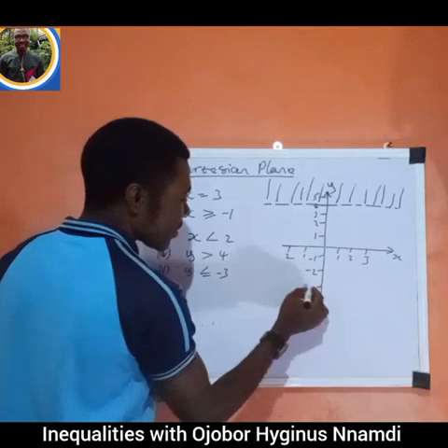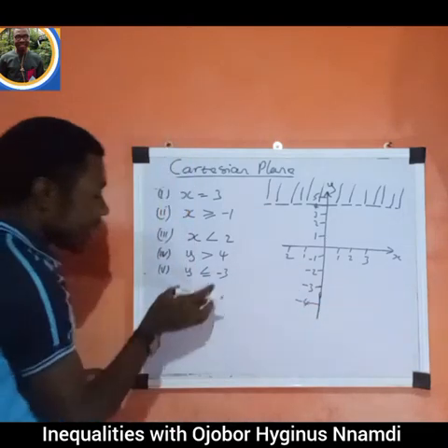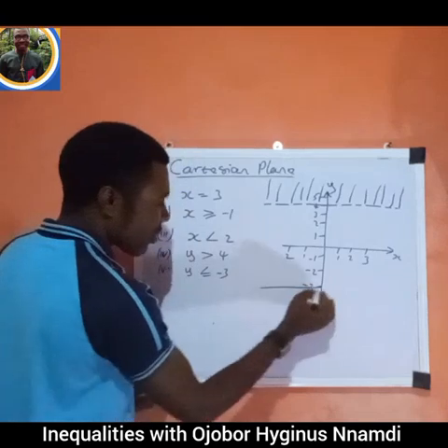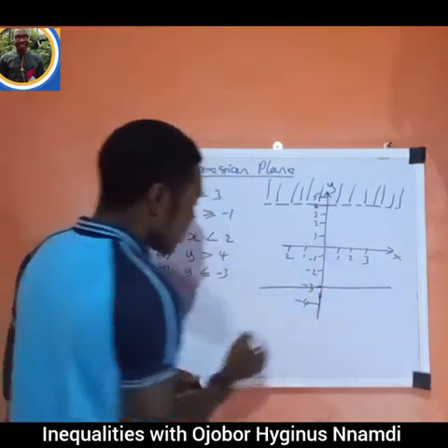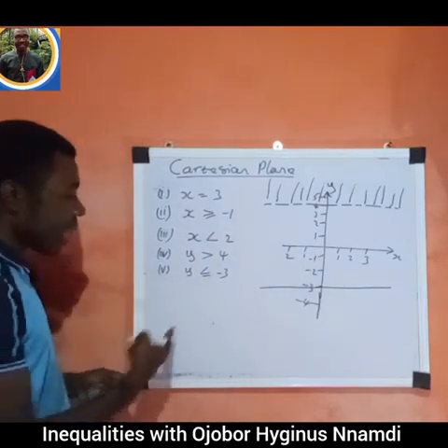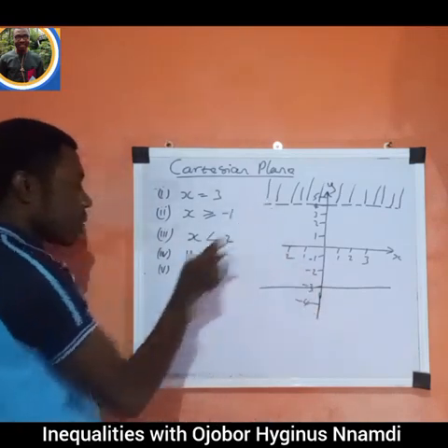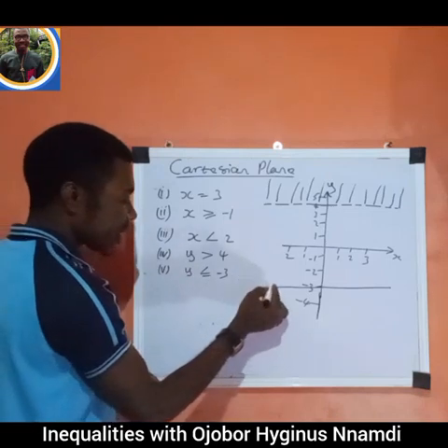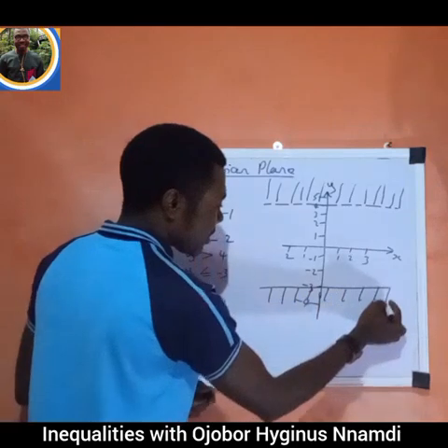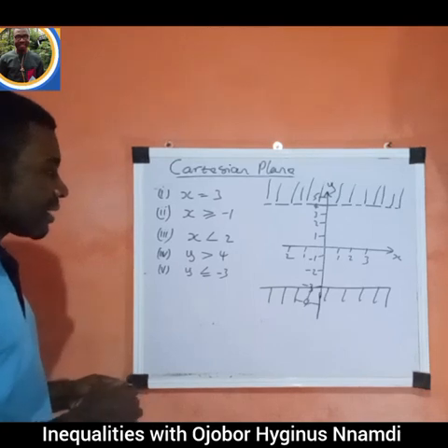So then finally, y is less than or equal to minus 3. If this is minus 3, we have minus 4. We go to minus 3 on y and draw a line. Then, because it's less than or equal to, it's going to be a continuous line, not a broken one. Less than is down, greater than is up, and this is less than or equal to, so we shade down. So that is how you represent inequality on a Cartesian plane.